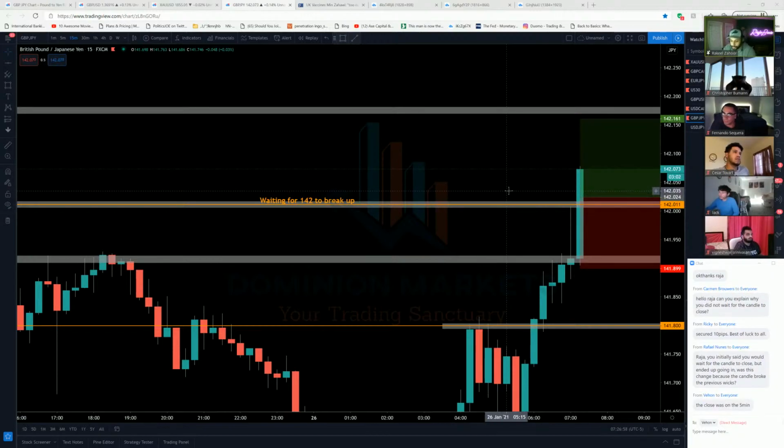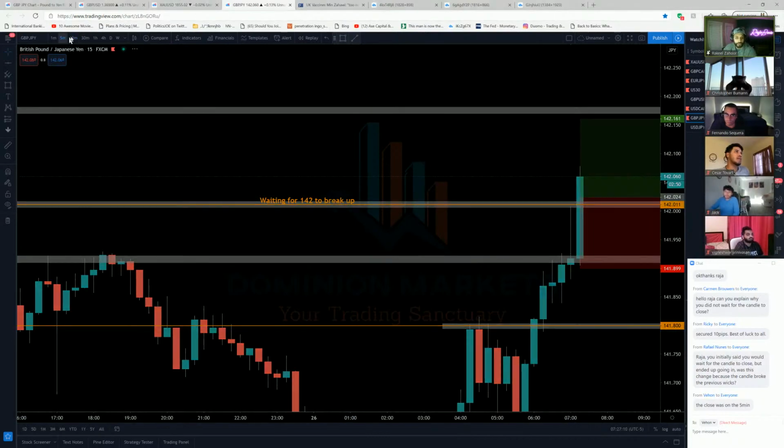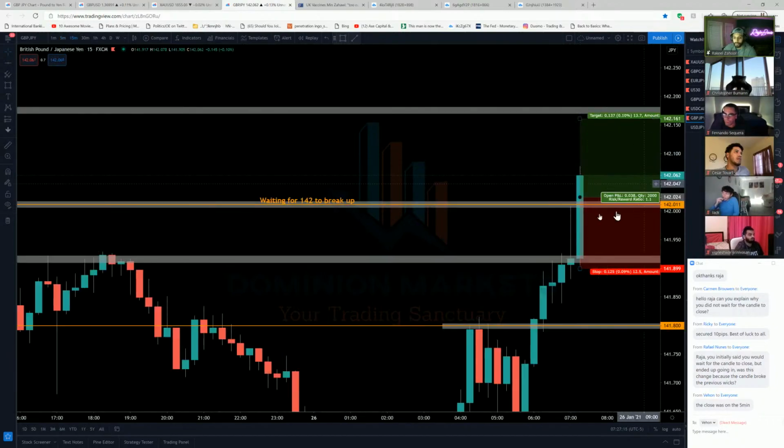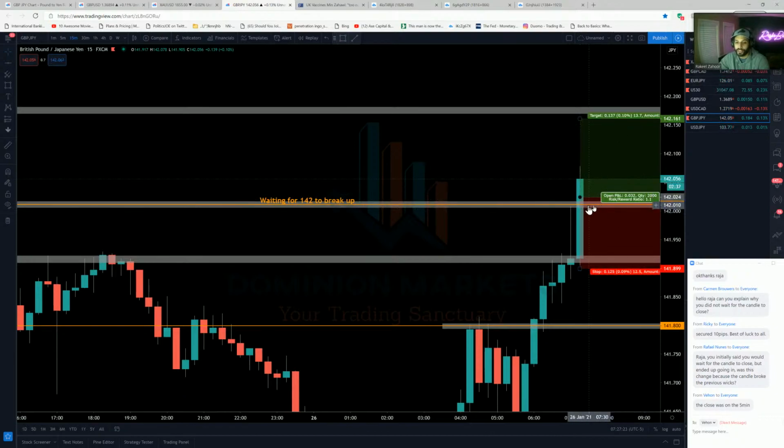You initially said you would wait for the candle to close but ended up going in. Was this changed because the candle broke the previous wicks? Yes, it broke the previous wicks and came into 142, and that's where I entered the position. If you look at the smaller time frames, it is what it is. Looking at the 15-minute time frame, we're about to close in 2 minutes. If this 15-minute candle closes, we're not expecting the next 15-minute candle to come back into the range. We're expecting it to stay above 142 so we can continue up in this range.